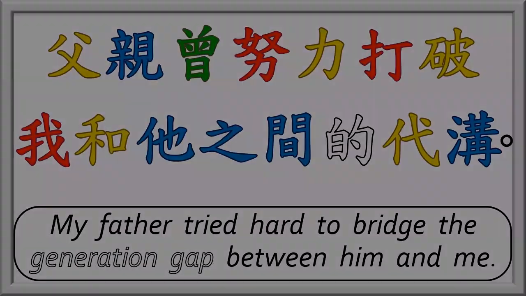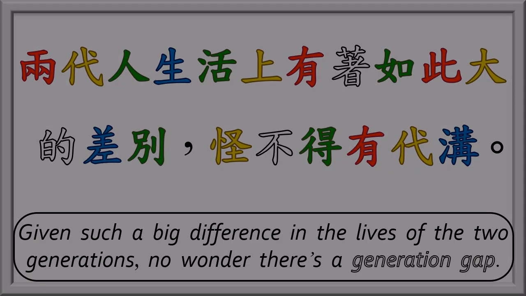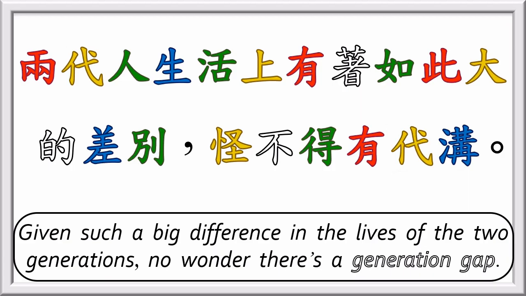The modern concept of a generation gap is directly translated into Mandarin as 代沟. 父亲曾努力打破我和他之间的代沟. My father tried hard to bridge the generation gap between him and me. 两代人生活上有着如此大的差别，怪不得有代沟. Given such a big difference in the lives of the two generations, no wonder there's a generation gap.